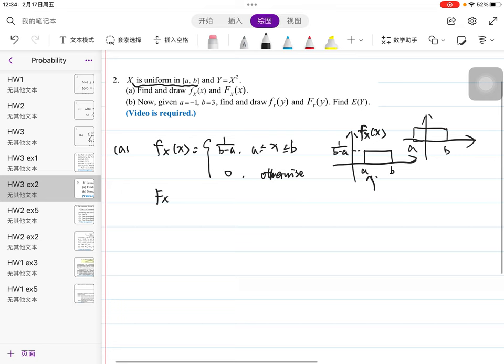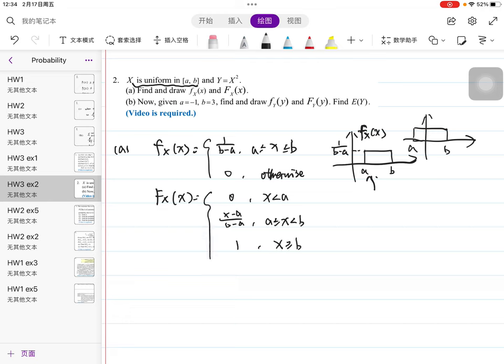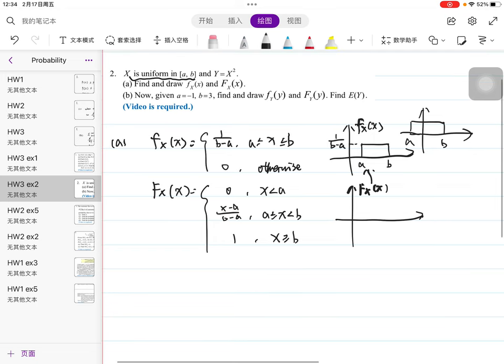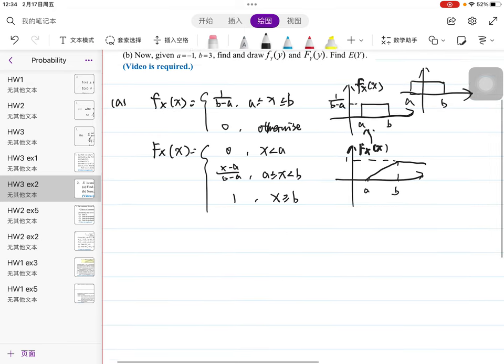And the distribution function is, when x is smaller than a, 0. When x is between a and b, it is x minus a over b minus a. When x is larger than b, that is 1. And the figure is, hope I spelled it right, a, b, it equals 1. Right? The first question is really simple.